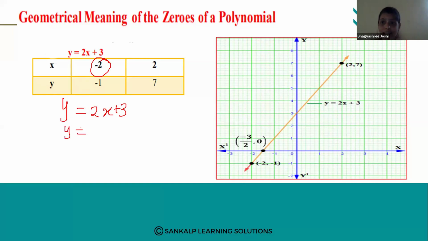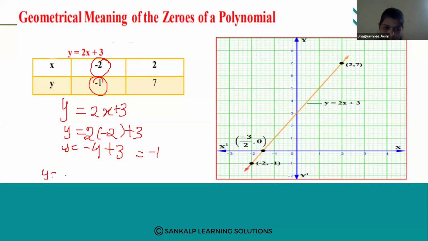If I take x is equal to -2, then y is equal to 2 into -2, that is -4 plus 3. -4 plus 3 is -1. When you take x is equal to -2, y value is -1. When you take x is equal to 2, y is equal to 2x plus 3, 2 into 2 plus 3. 2 twos are 4. 4 plus 3 is equal to 7. When you take x is equal to 2, y value is 7.